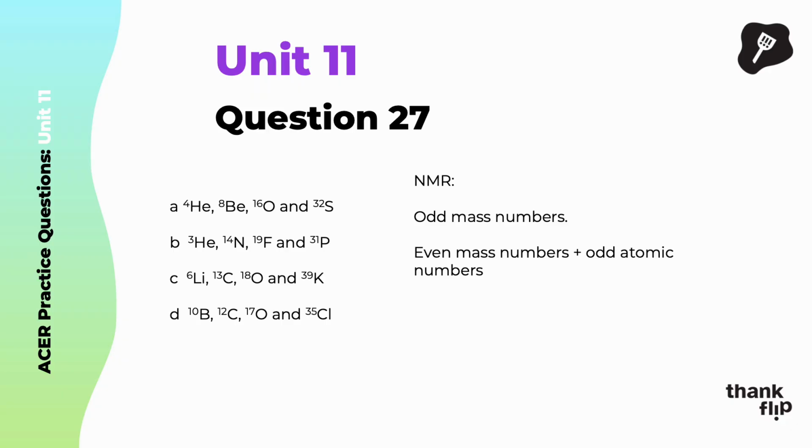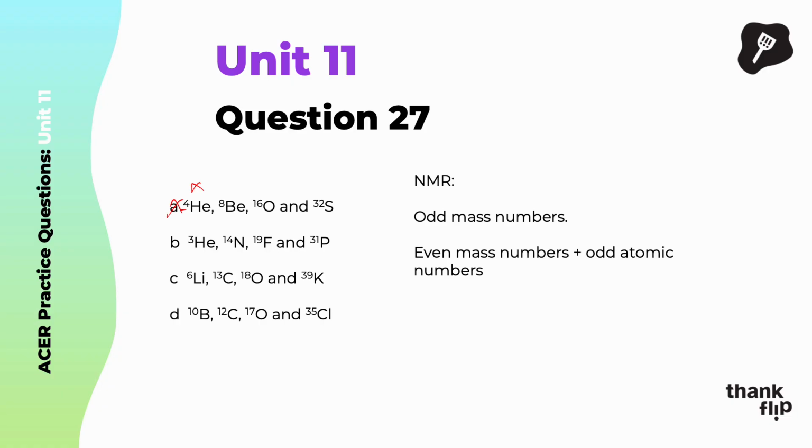Question 27 is pretty similar. It's asking which of the following has every single atom that's listed exhibiting NMR. So you know that helium is second in the periodic table, and so that's an even atomic number. It also has an even mass number. So this one does not show NMR, so we can eliminate A.